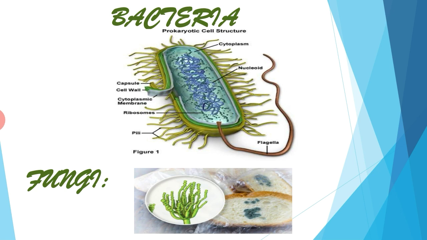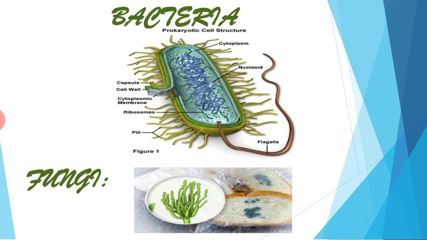So, bacteria is a single-celled organism. It is a prokaryotic cell. Fungi is a eukaryotic cell and fungi live as a parasite because they do not have chlorophyll. So, they won't have the ability to prepare their own food. But bacteria has chlorophyll, so it has the ability to prepare its own food.